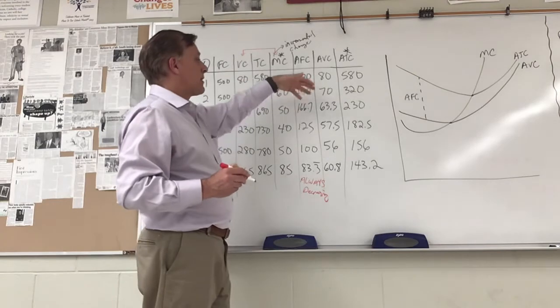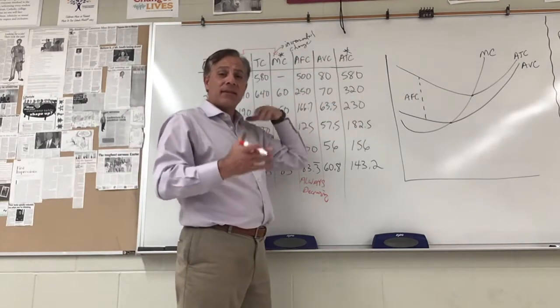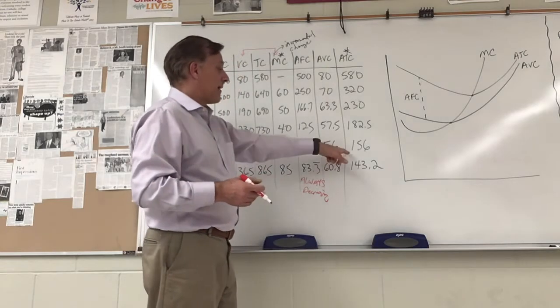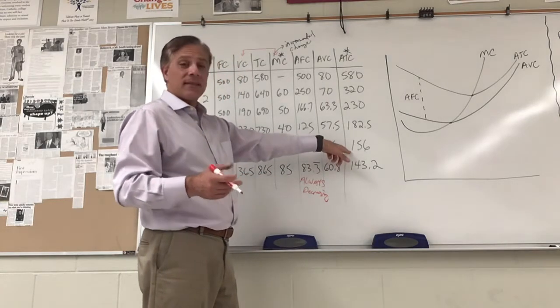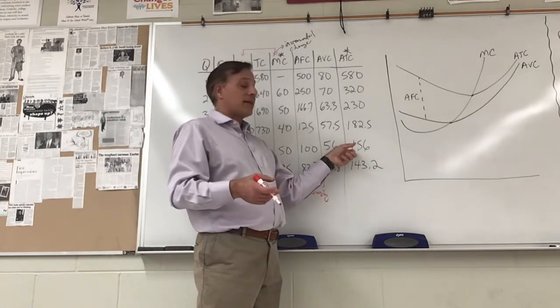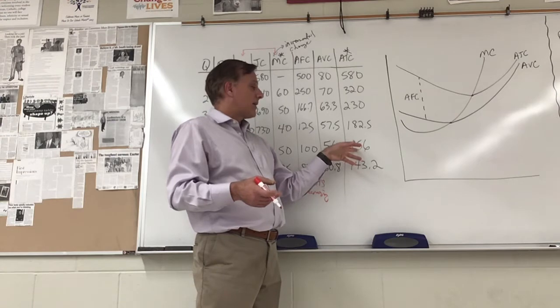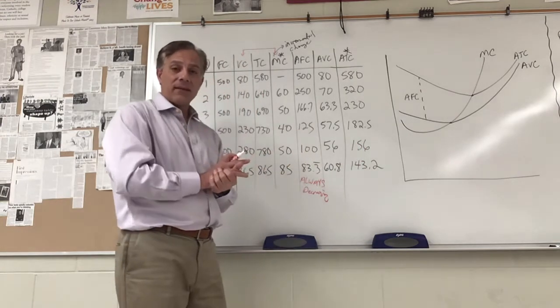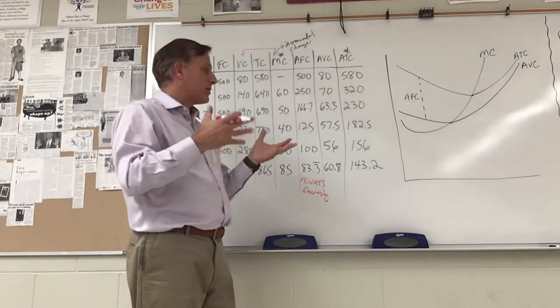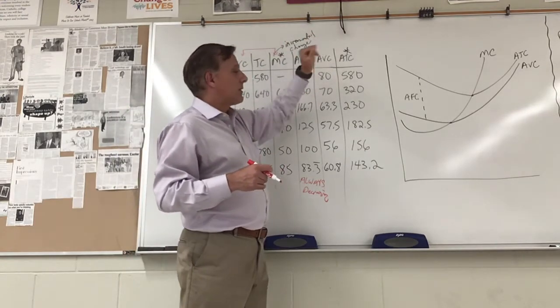And average total cost, this is the one that we're comparing against the price to see if we're profitable. So if my average total cost is 156 and the price is 150, I'm losing money. If the average total cost is 156 and my price is 200, that means that I'm making $44 per unit or whatever. So those two, as we know, are the critically important ones.